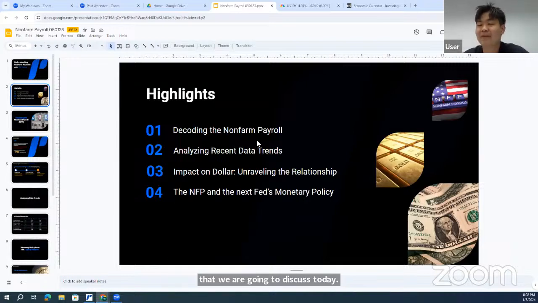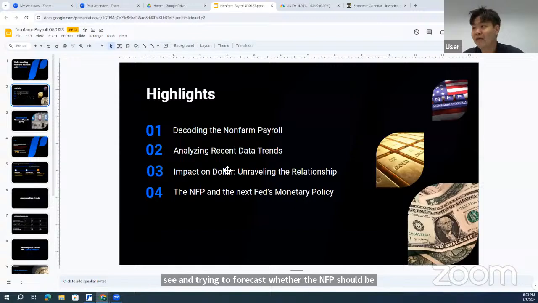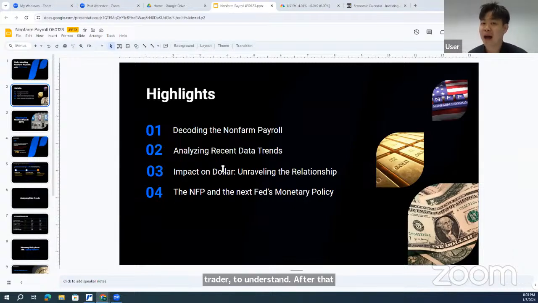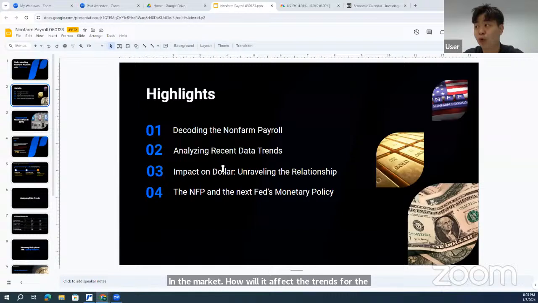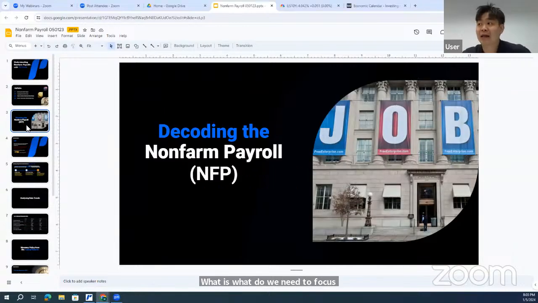First, a brief explanation for new traders about what the non-farm payroll is, and then we will analyze recent data trends. For example, we will look at the previous US economics data and try to forecast whether the NFP will give a good reading or a bad reading later today. We will also help new traders understand the impact on the market after the NFP data release: how it will affect the trends for the dollar, and how it will affect the trends for gold. A lot of traders are quite interested in the gold market, so later we will also do a small technical analysis on gold. And after the NFP, what do we need to focus on in future? These are the key highlights we will discuss today.